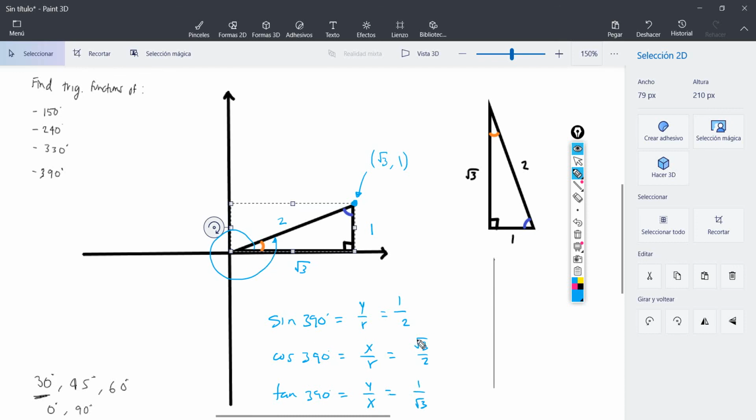And that's how it works for angles greater than 360 degrees. Basically we have the same trigonometric functions as the sine of 30 degrees. Okay, so that's how it works, guys. I hope you have understood. If some questions remain, you can ask me through a private message.